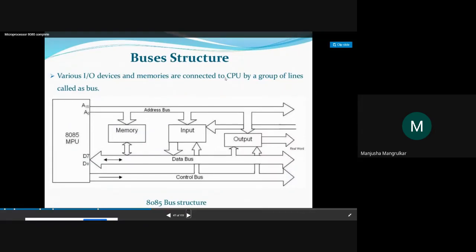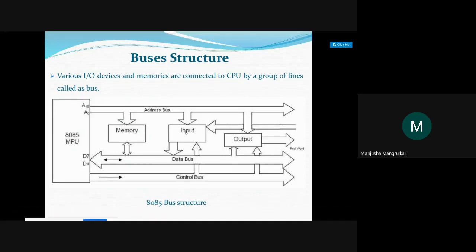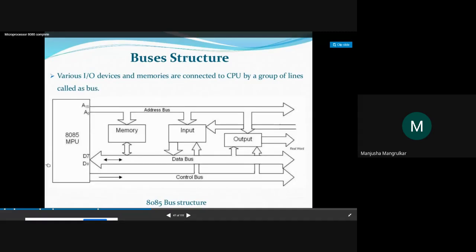Now the bus structure, right? The various input output devices and memory are connected to the CPU by groups of buses. So this is the 8085 microprocessor. A0 to A15 are connected to the memory. The 8-bit pins are connected to the input and output devices. D0 to D7 data buses are also connected to the input and memory. Data comes from the input and also goes to the output. And the control signals are connected to all the devices, right? So this is the bus structure of the 8085.